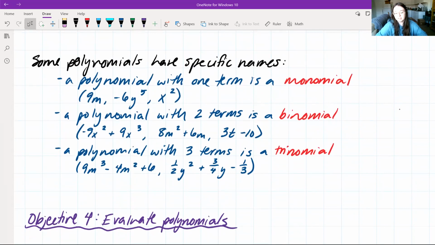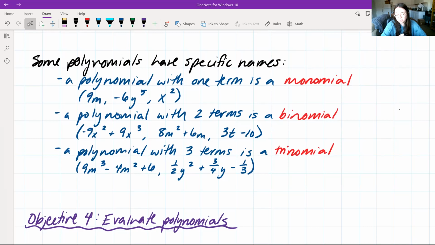So, just as an overview here, some polynomials have specific names. A polynomial with just one term is called a monomial. And this would be something like 9m, -6y to the power of 5, or x squared. So we're just looking at one single term, no addition, no subtraction. A polynomial with two terms is called a binomial. So a binomial is going to be some term plus or minus another term. So something like -9x squared plus 9x to the power of 3, 8m squared plus 6m, or 3t minus 10.